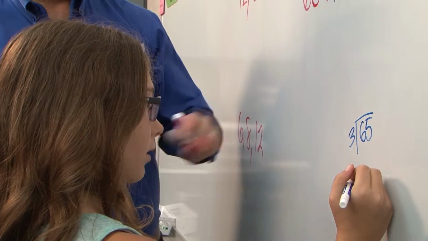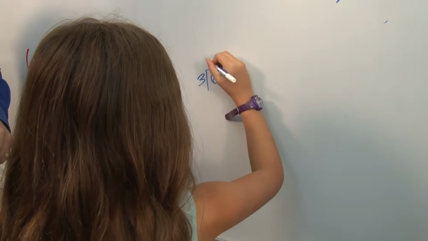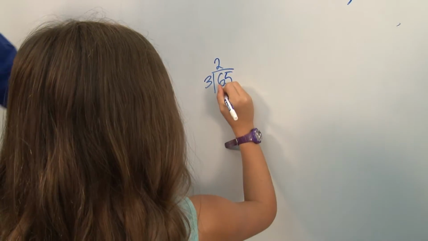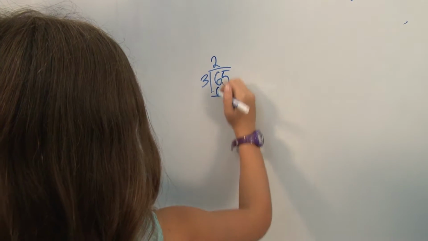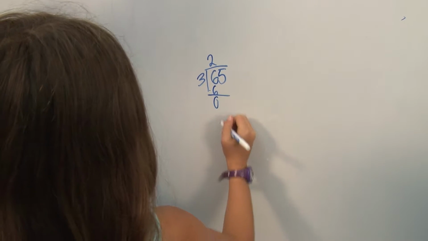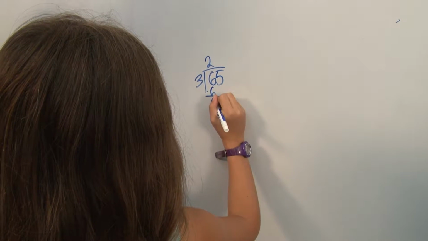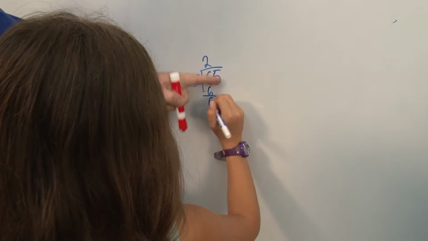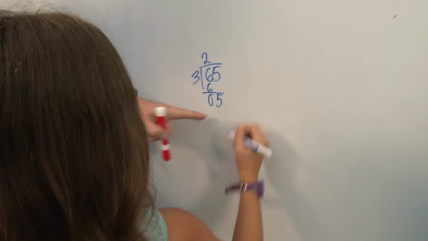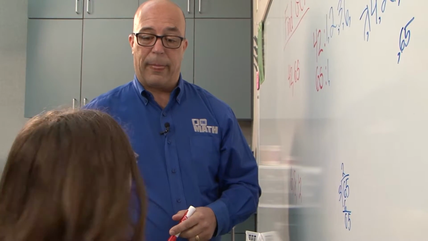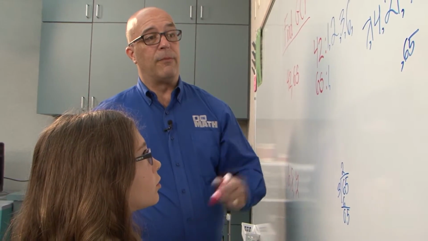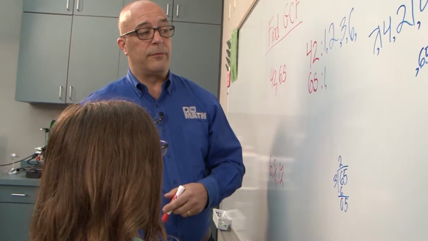So 3 goes into 6 how many times? 2. So put your 6, subtract, and you have how many left over? 0. Bring down the 5. Now does 3 go into 5? No. So can 3 go into 65? No. All right.